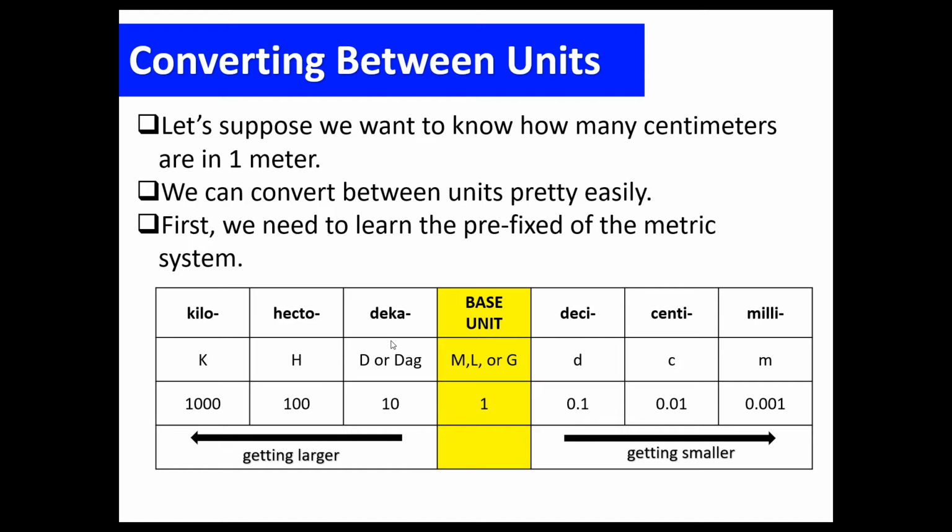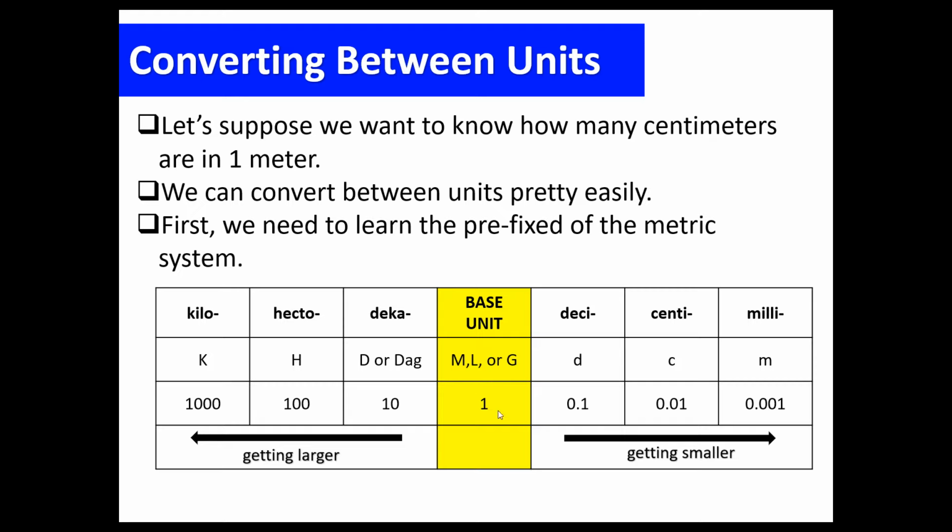Deca is going to have a value of 10, and we're going to use a capital D, or sometimes you'll see DAG as the abbreviation for deca. And if you'll notice here, kilo, hecto, and deca are all capitalized. I use a capital letter system to help me distinguish between a deca and a deci, because they both start with D. So I use capital D to represent deca because it's larger in value, and then a lowercase d when I'm talking about deci, which is a lower value.